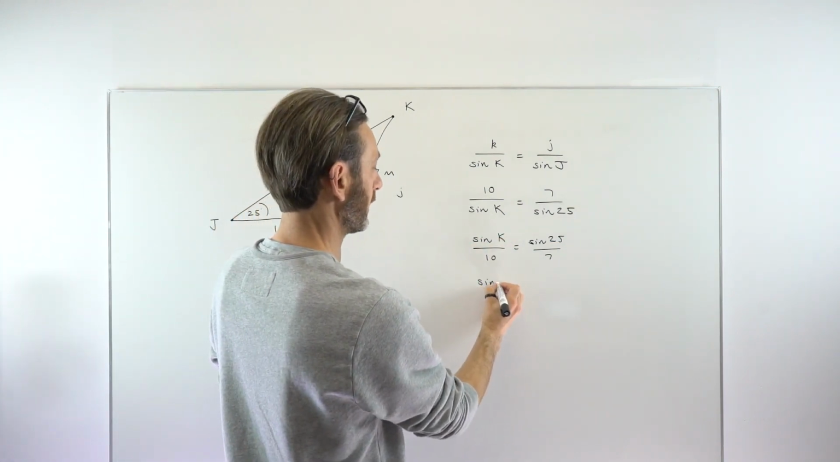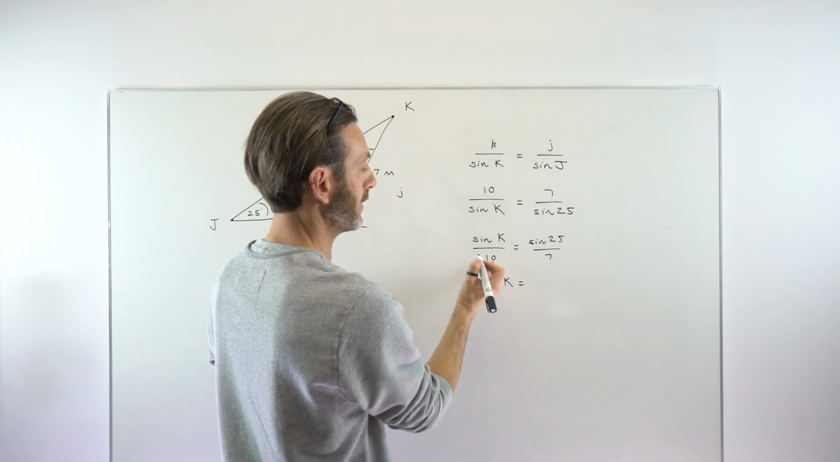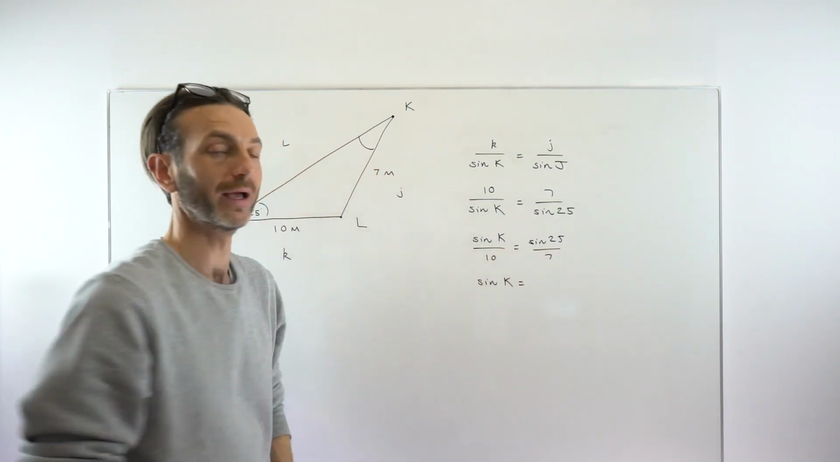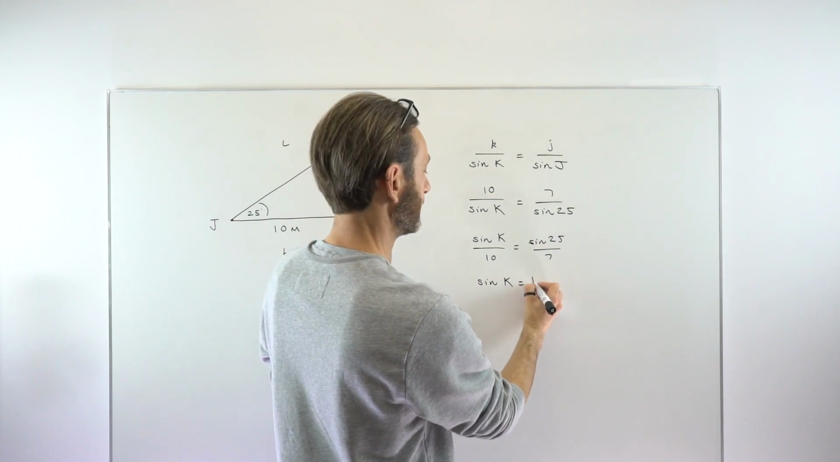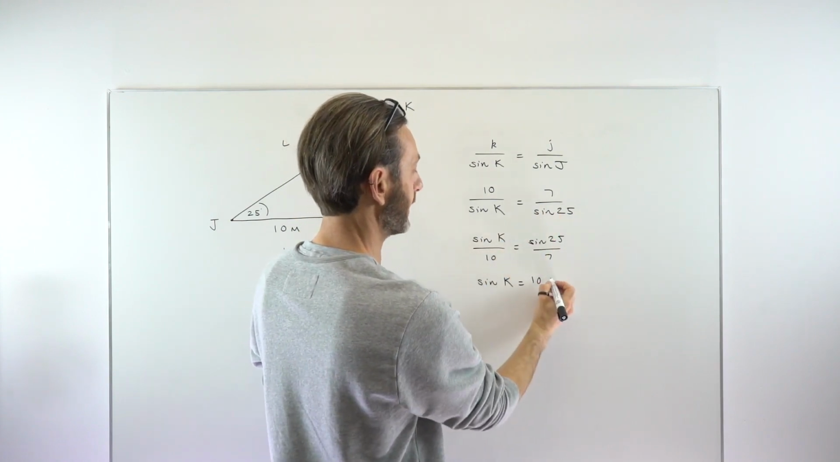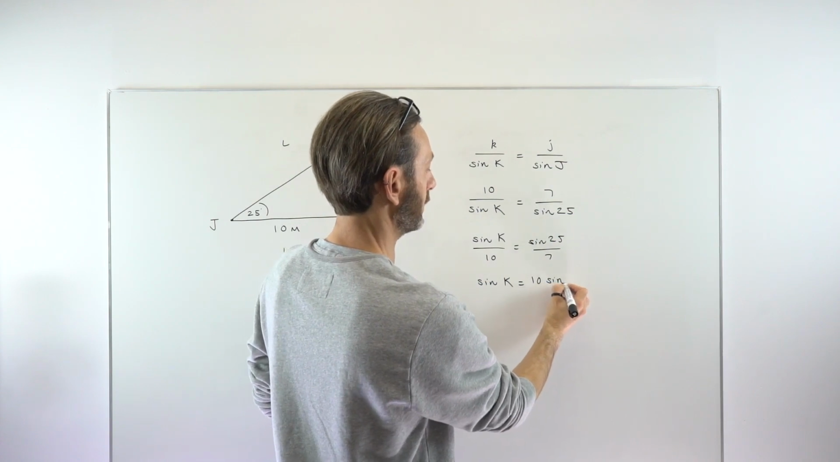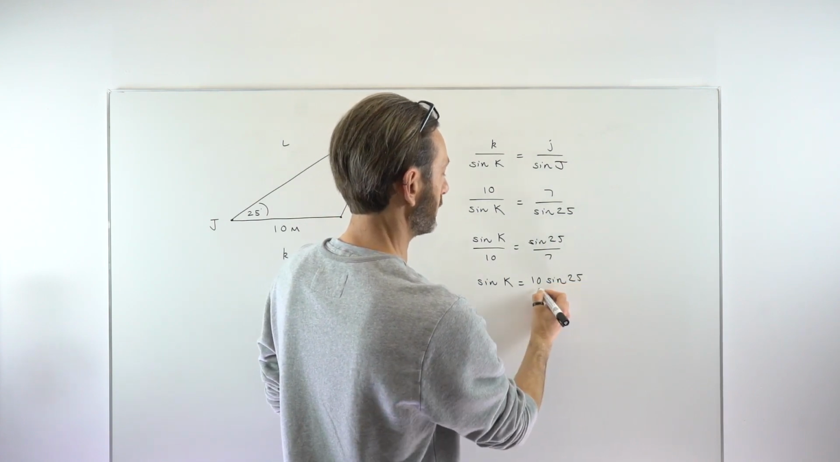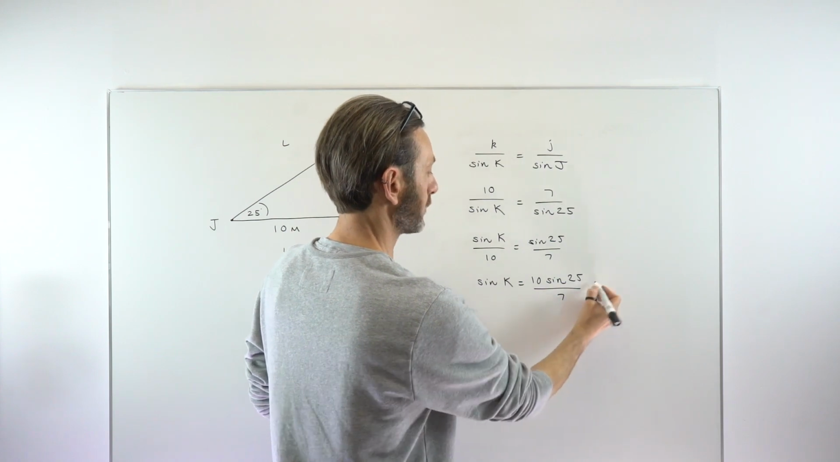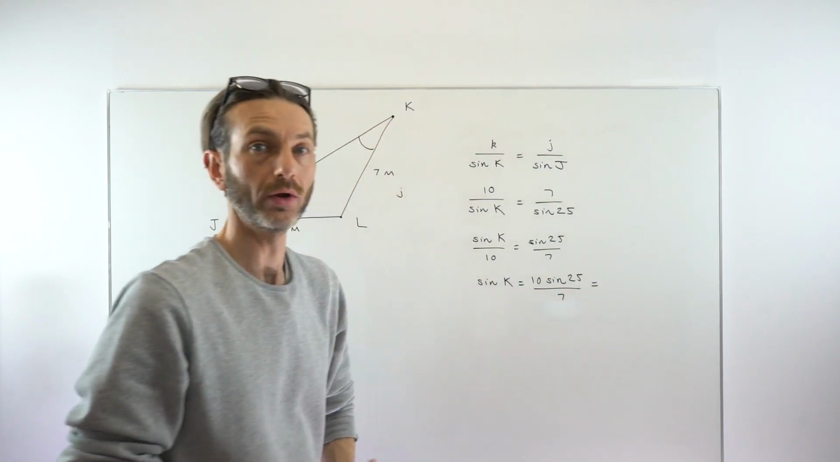Then we can just rearrange first of all for sine K. So we're going to get sine K. Eventually we're going to try and get K from that. We'll get that by multiplying both sides by 10. So it's going to be 10, basically moving on a diagonal. So the 10 moves up here. So it's going to be 10 sine 25 degrees divided by 7. So just a case of really putting that in the calculator at this point.